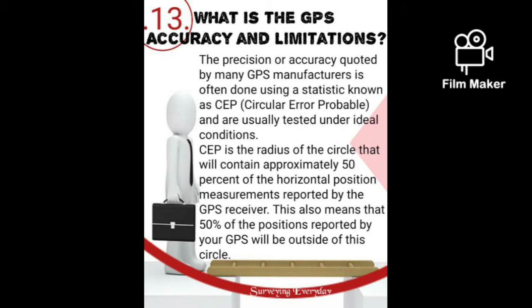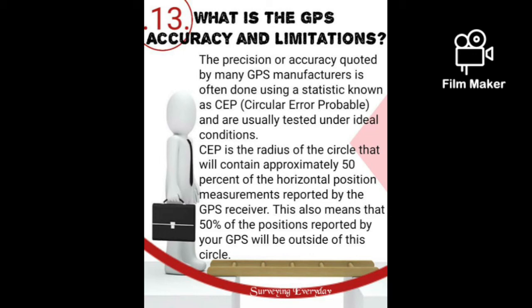The precision or accuracy quoted by many GPS manufacturers is often done using a statistic known as CEP, circular error probable, and is usually tested under ideal conditions. CEP is the radius of the circle that will contain approximately 50% of the horizontal position measurements reported by the GPS receiver.